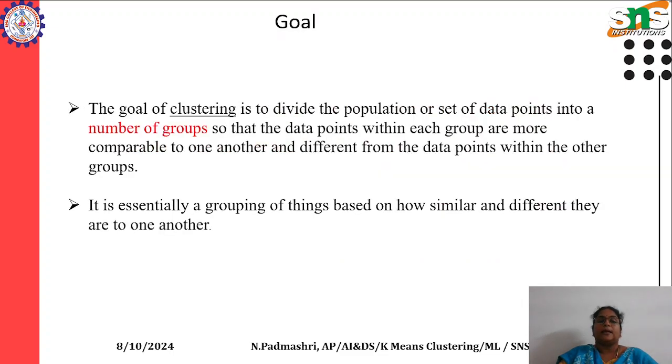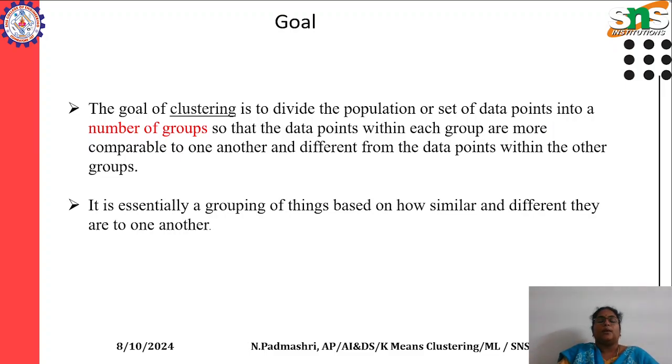Let's move on to the next slide. What is the goal of this K-means clustering algorithm? The goal is to divide the entire data set, the population, the entire data points, into a number of groups, so that the data points present in each group have some similarity compared to the other group. That's what I have written in the slide. The data points in each group are more comparable to one another and different from the data points present in the other groups.